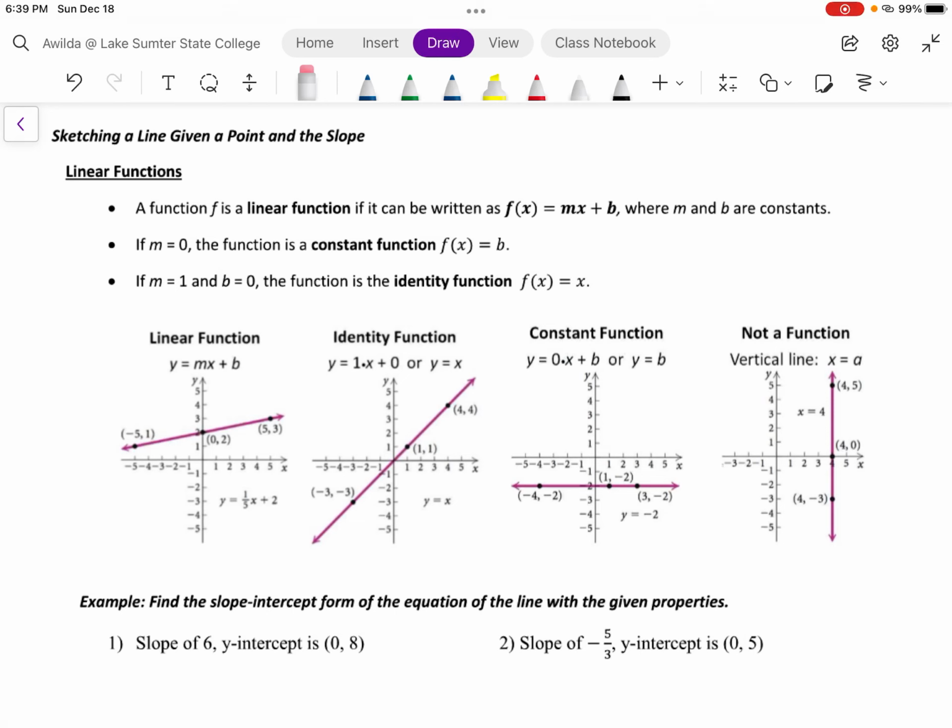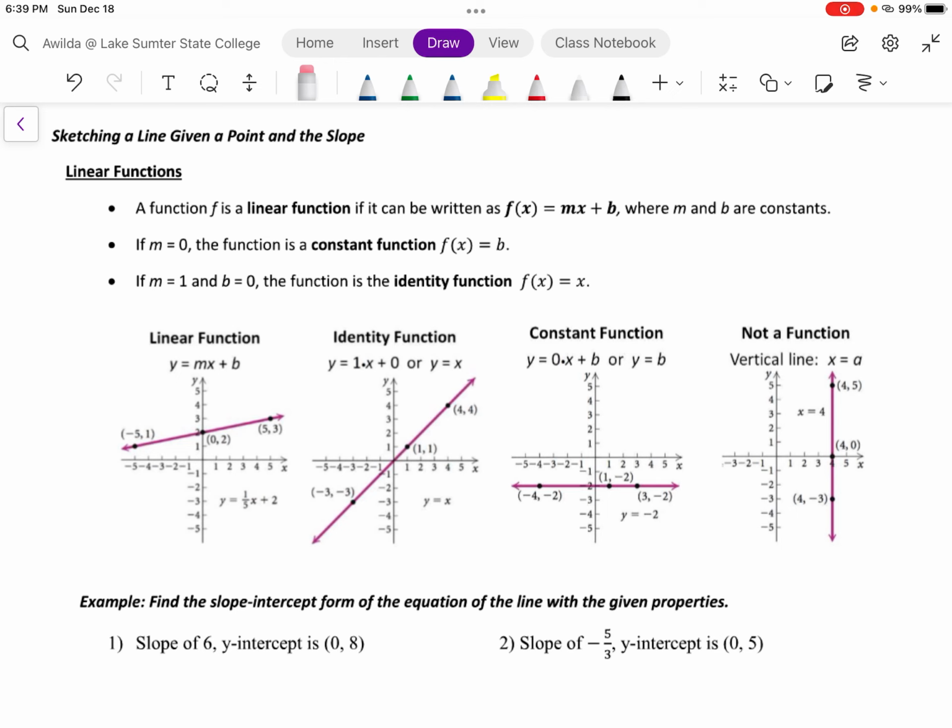We continue our discussion of lines, and here we're going to talk about linear functions and some of the most common types of linear functions. First, we say that a function f is a linear function if it can be written as f of x equals m times x plus b, where m and b are constants. Notice that there are no more restrictions here.